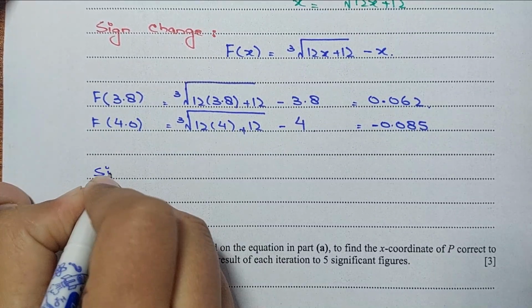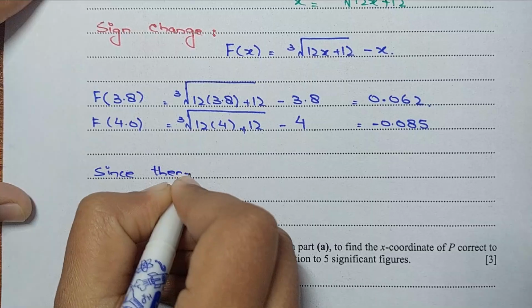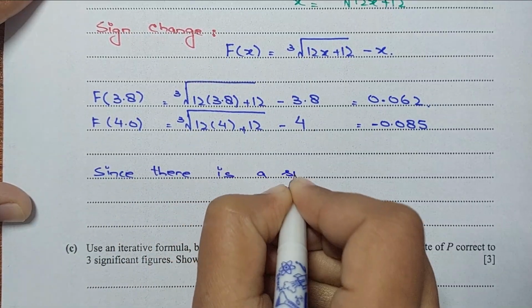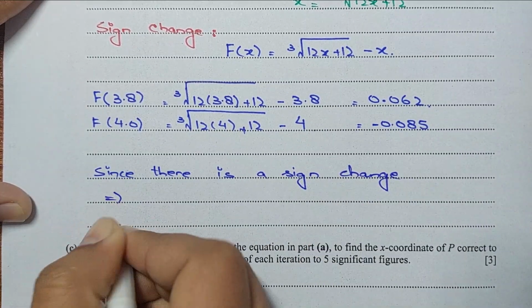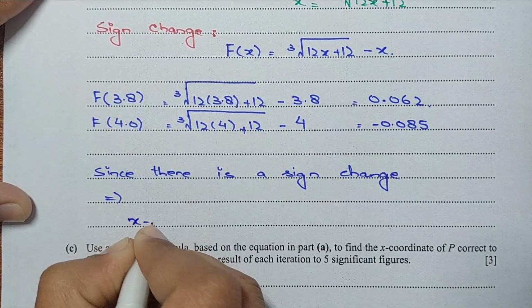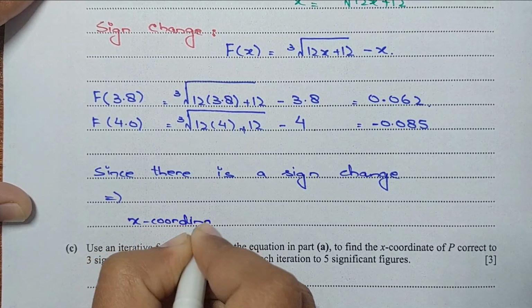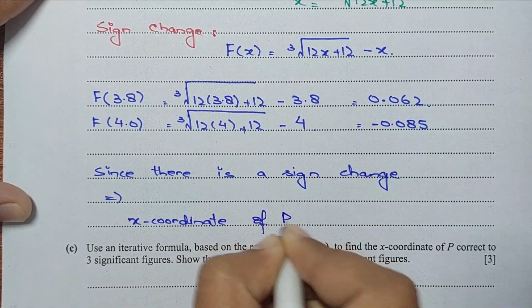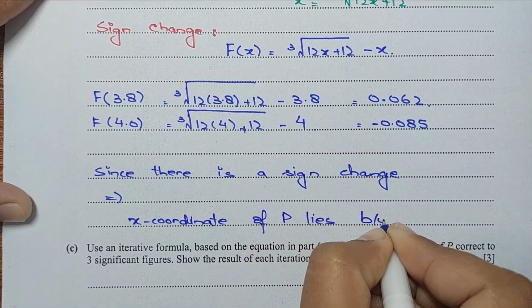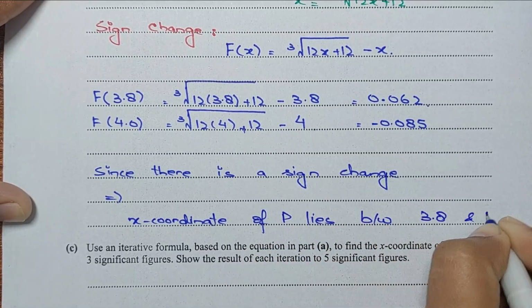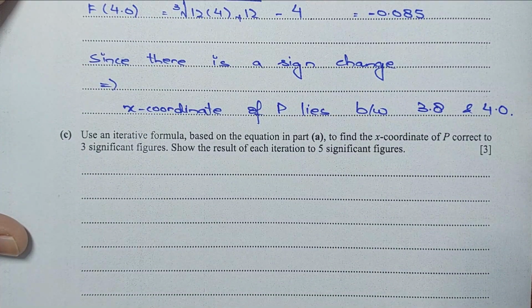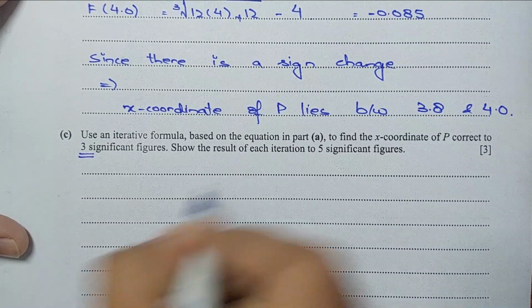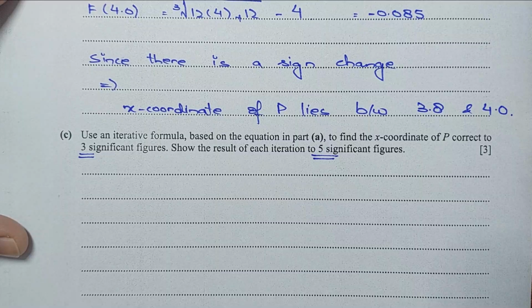So we can say since there is a sign change, this implies the x coordinate of P lies between 3.8 and 4.0. Part C: use an iterative formula based on the equation in part A. Find the x coordinate of P correct to 3 significant figures. Show the result of each iteration up to 5 significant figures.